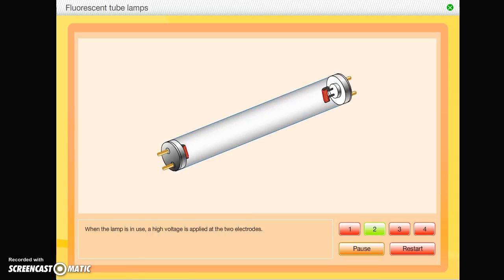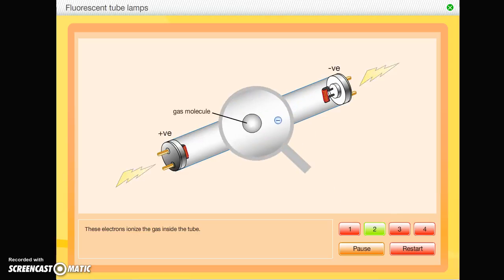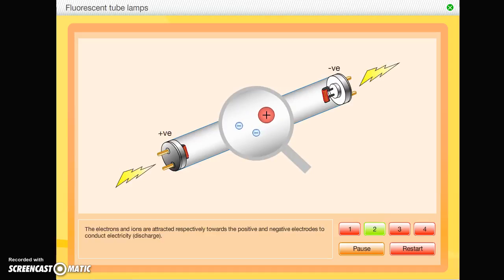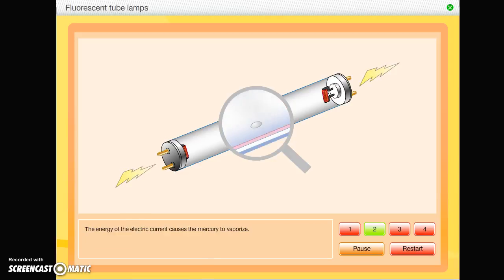When in use, a high voltage is applied at the 2 electrodes. Electrons are emitted from the negative electrode and they are attracted and accelerated towards the positive electrode. These fast-moving electrons ionize the gas inside the tube. The electrons and ions are then attracted respectively towards the positive and negative electrodes to conduct electricity, and we say the gas discharge. The energy of the electric current causes the mercury to vaporize at the same time.